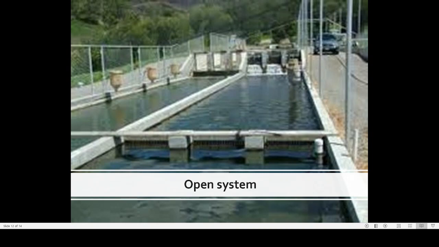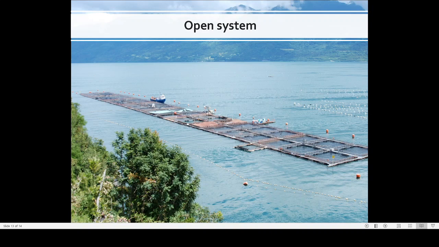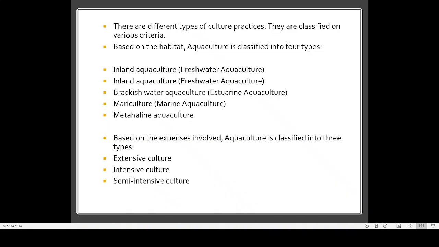Here you can see there is an open system, where some natural river water is bringing water, and the flow of the river water is responsible for the flow. Here also the natural tidal effect of the water is utilized. So these are all examples of the open system.